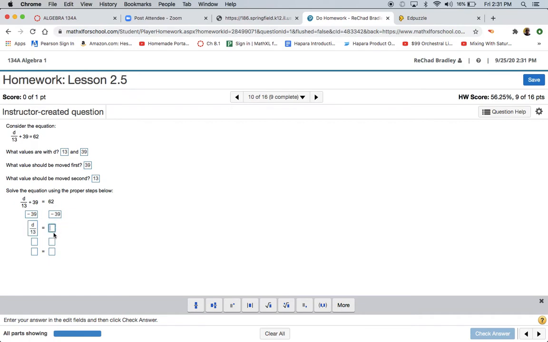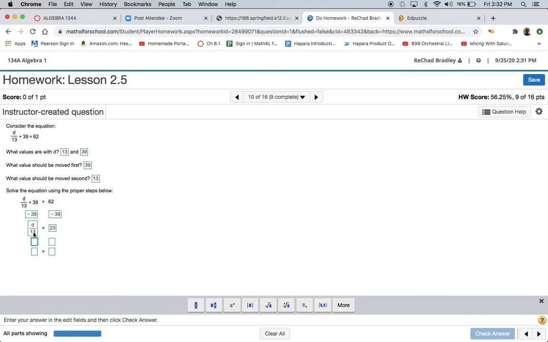62 minus 39, I believe, is... Am I off? I think I am off. Oh no, it is. It's 23. I was thinking I had to divide. That makes 3 more of those. I think so. We'll see what happens.